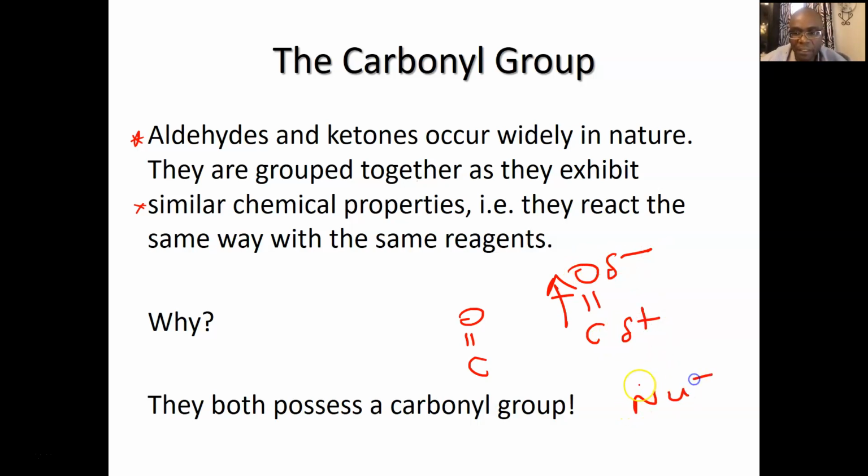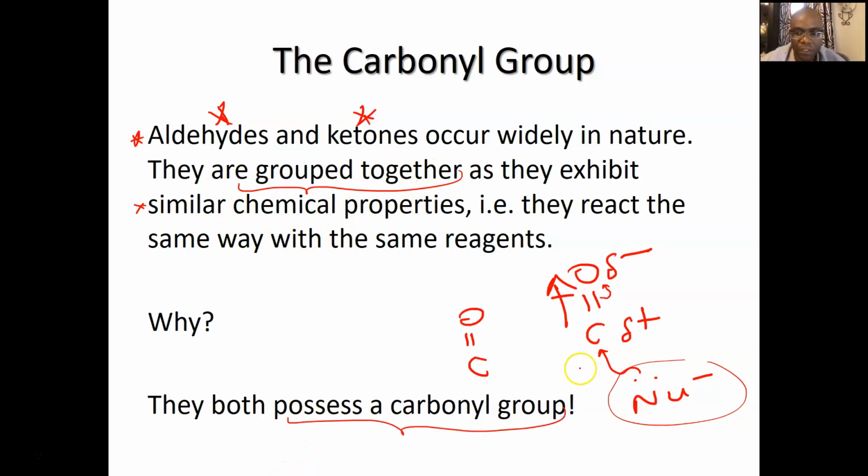So you can imagine if you have a nucleophile, the nucleophile can attack that carbon, and the pi bond will open, because the nucleophile is negatively charged and this carbon is positively charged. Opposite charges attract. That's how you can attack the carbon for it to open up. That happens for both aldehydes and ketones. That's why they are grouped together, because they possess a carbonyl group which tends to react in the same way.